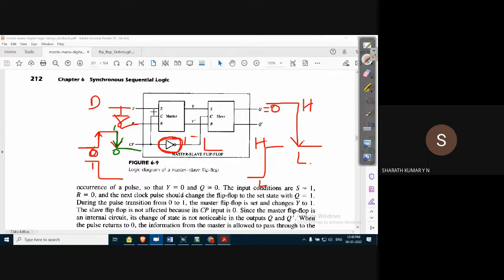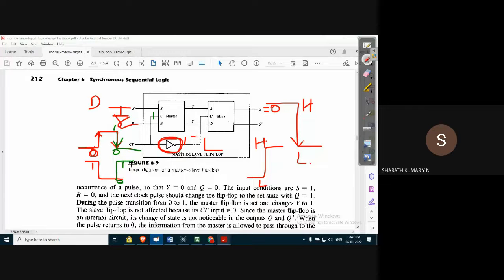The master will have a clock pulse of 1, and because of the complement operation, the NOT gate will complement the clock pulse. For the slave, it will go from 0 to 1. That means NOT 1 is 0, and 0 to 1 is the final state, no issues.